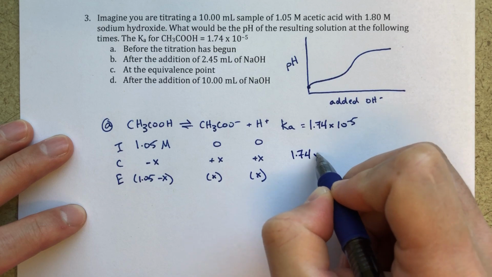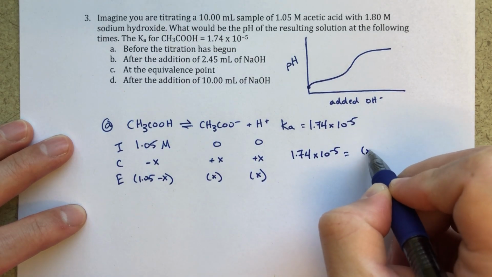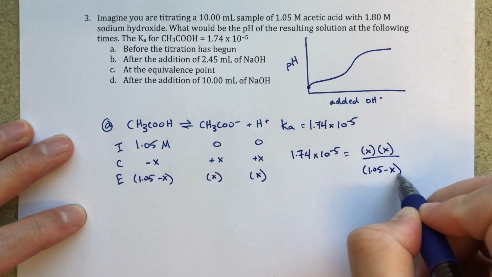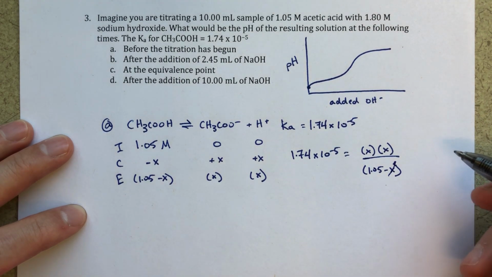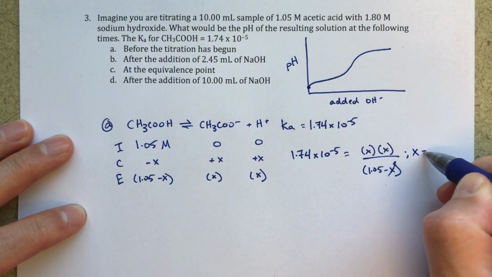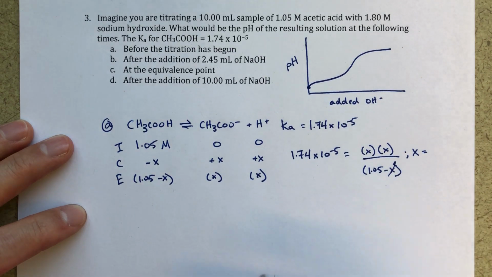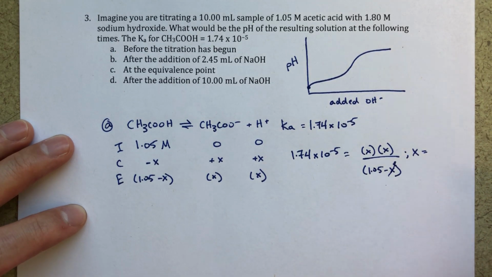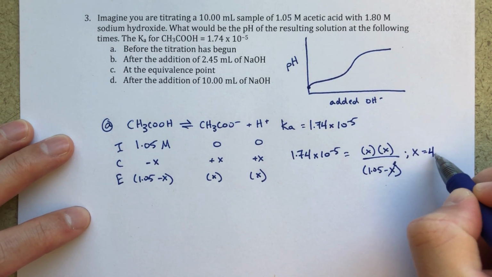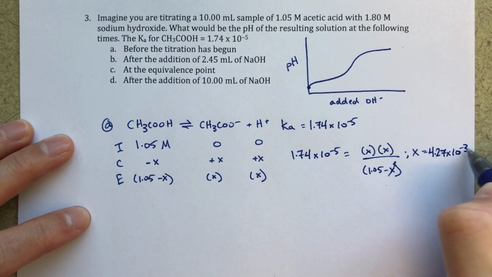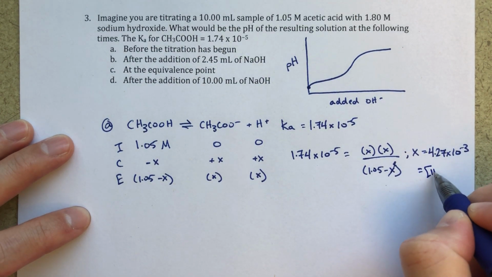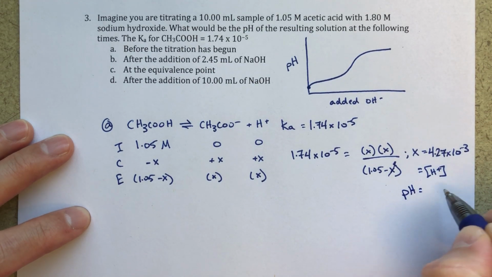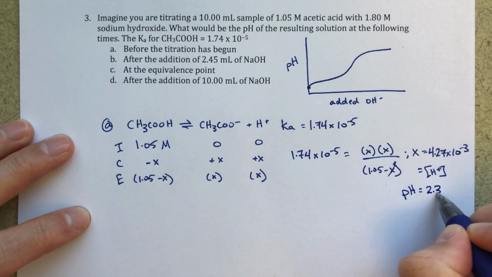Then 1.74 times 10 to the minus 5th is going to equal X times X, that's our products, over our reactant, 1.05 minus X. This minus X term is negligible, so when we actually calculate the value of X, we should find that it's negligible. There are lots of different ways you can solve for that. You could also just solve this exactly if you've got a fancy calculator. If you do that, you should get an X value equal to 4.27 times 10 to the minus 3rd. That equals the concentration of H+, which we can then take the negative log of to get the pH. So pH equals, for this part, 2.37.